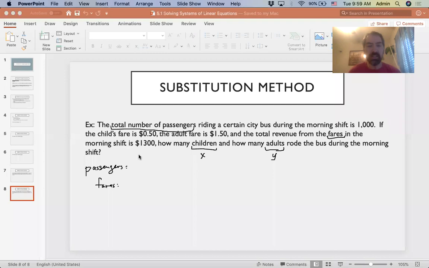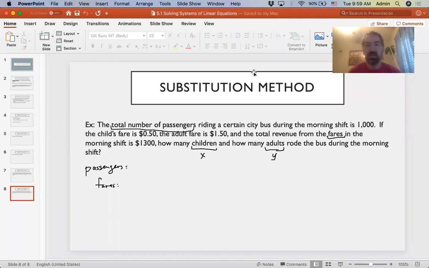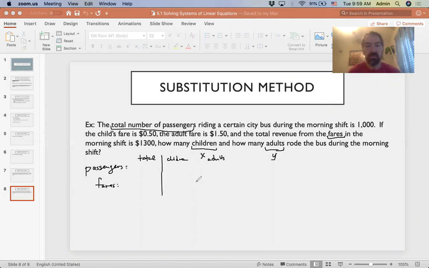Okay, and if you like the table format, then you can set that up as we did before. In this case, the categories are children and adults. And there were a total of 1,000 passengers. We don't know how many children, we don't know how many adults. That's where the X and Y come from, as variables. And the fares, we know that we had a total of $1,300 in fares.